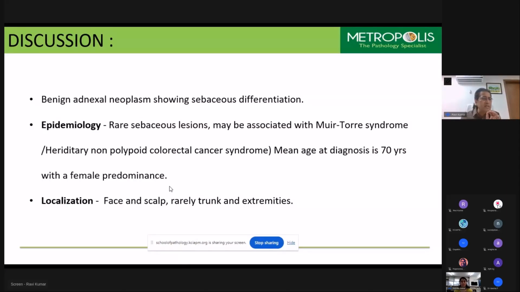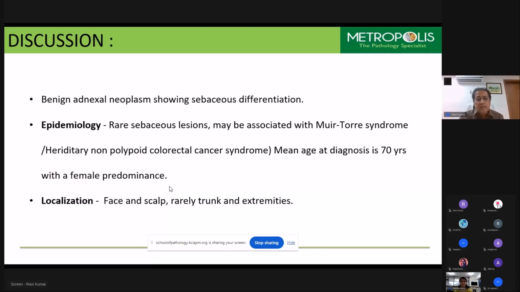So for any lesion in the body, we have to give some thought. For example, we can say, oh, it's a sebaceous lesion, it's okay, fine. No, you should ask the clinician whether the patient has multiple lesions, because the clinician will not be bothered at times, right? If there are multiple associated lesions along with this particular lesion, then you should talk to the clinician, whether you are looking at Muir-Torre syndrome or hereditary non-polyposis colorectal syndrome, and ensure whether we need to do further investigation. That is the importance of this particular lesion.